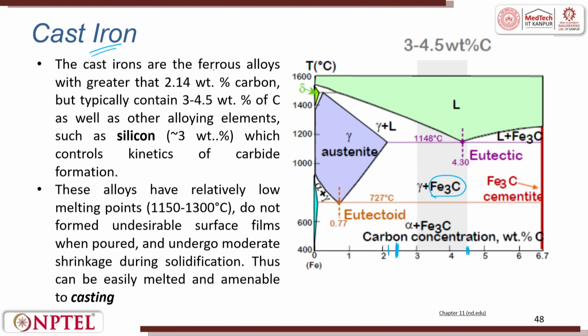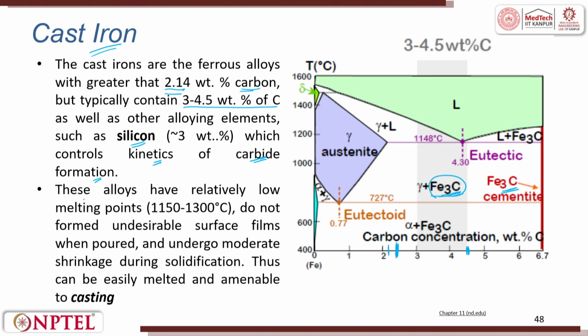So, cast irons are ferrous alloys with greater than 2.14 weight percentage of carbon, but typically containing 3 to 4.5 weight percentage of carbon. It is not only carbon; other alloying elements are also added, like silicon, which tries to control the kinetics of carbide formation. Here, Fe3C is cementite, and you can see Fe3C is formed.